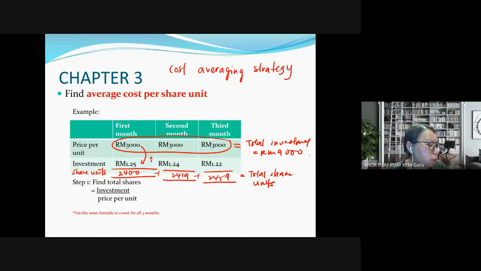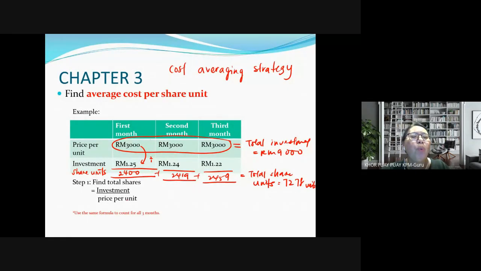Okay, so can someone count for me also? How much is your total share units? 2,400 plus 2,419 plus 2,459. How much do you get altogether? And this one is not RM. Share units is in units, no RM. Okay, Zhishan and Hadrian say 7278. Okay, yes, 7278 units, no RM.